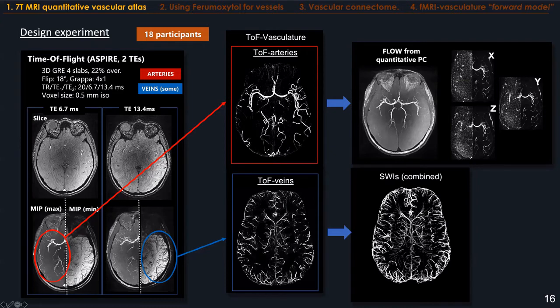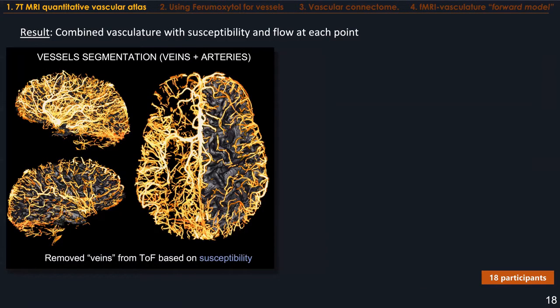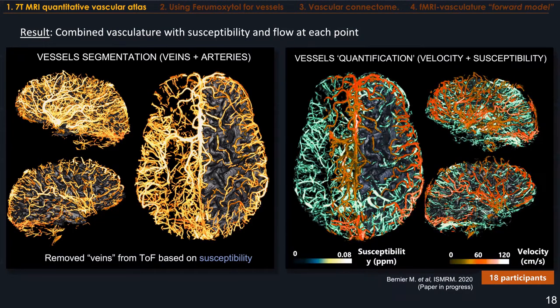So combining the flow with the arteries, we get an arterial map like this that includes blood flow at each segment. And if you combine the QSMs and the time of flight segmentation, you get this whole brain vascular map, not just arterial, as you can see here. Here you can map at every segment the blood velocity and the susceptibility.